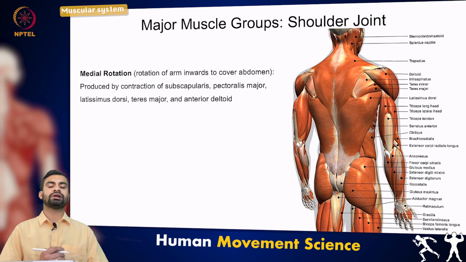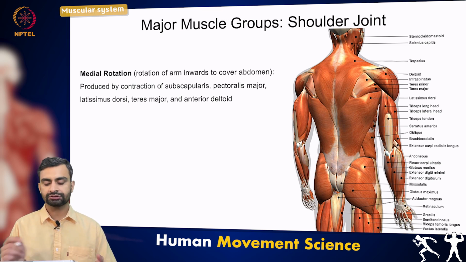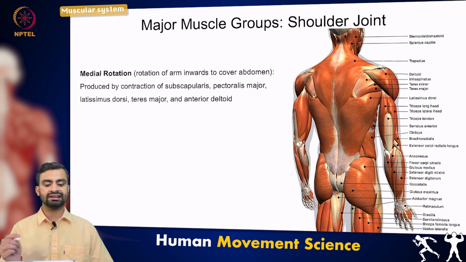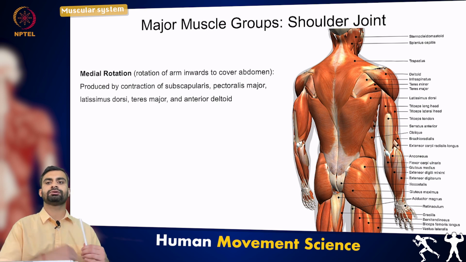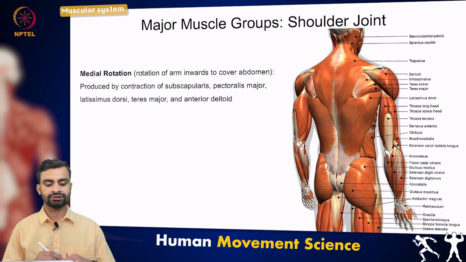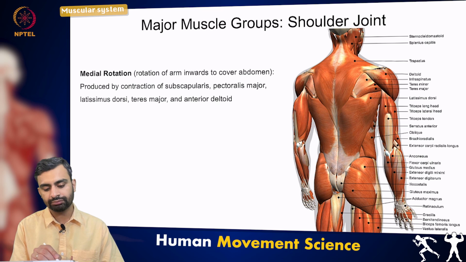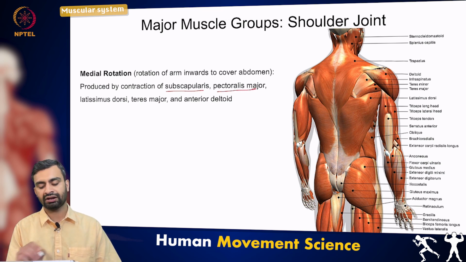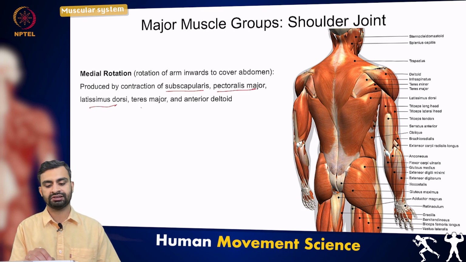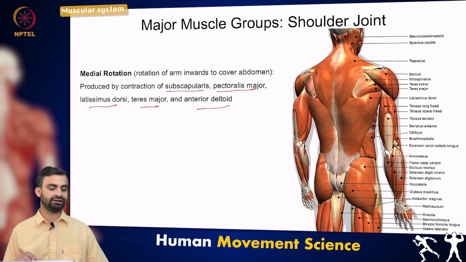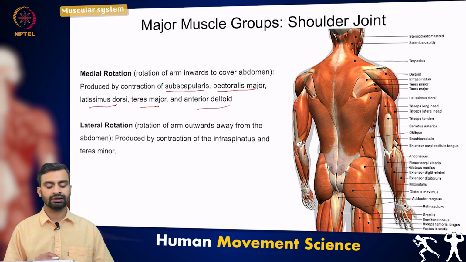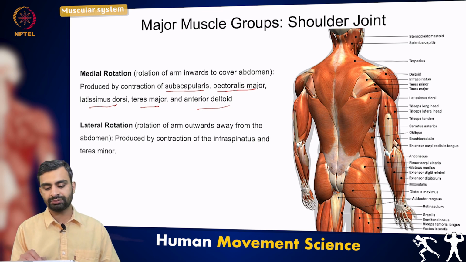Another movement produced at the shoulder joint is medial rotation, that is rotation of the arm inward to cover the abdomen, like you are rotating your arm. This movement is produced by the contraction of subscapularis, pectoralis major, latissimus dorsi, teres major and anterior deltoid. Similarly, lateral rotation is produced by the infraspinatus and teres minor.